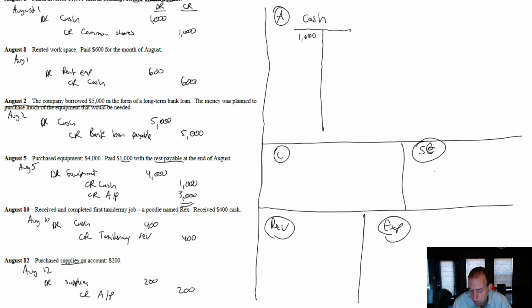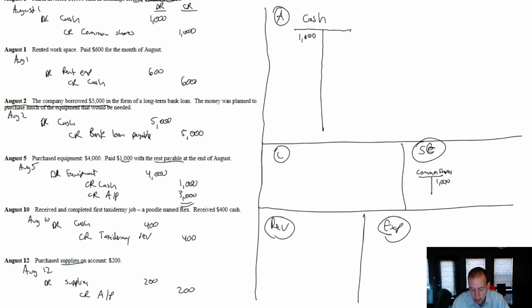Common shares, what kind of account is that? That is a shareholders' equity account. It can be a little itty bitty T. Why? Because it doesn't have a lot of transactions flowing through it. And I credit common shares for 1,000. So my debits need to equal my credits after every transaction. I can kind of look and reevaluate, or I can trust myself that I'm doing it right. Moving on to the next one.